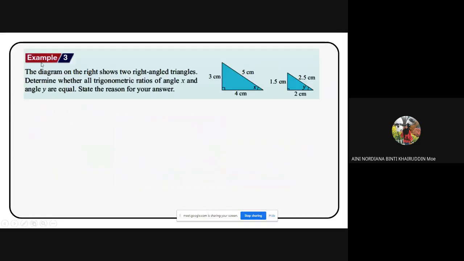Okay, have a look at this example. The diagram on the right shows two right angle triangles. As you can see here, there are two right angle triangles with different sizes. Determine whether all trigonometric ratios of angle x, this angle, and angle y, this angle, are equal. State the reason for your answer.